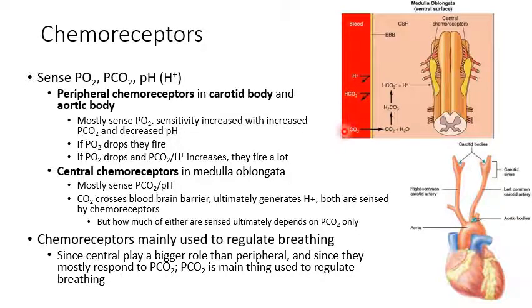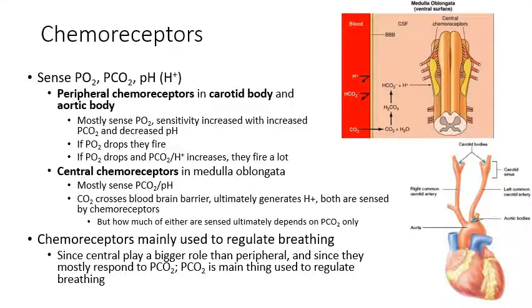So if your carbon dioxide levels go up in the blood, you're going to have more carbon dioxide crossing the blood-brain barrier into the brain. There it's going to combine with water to form carbonic acid, which is going to dissociate into bicarbonate and hydrogen ions or protons, and then those protons will be sensed by the central chemoreceptors. So anytime they're sensing hydrogen ions, that means that those ions came from carbon dioxide that was from the blood. So the main thing they're actually responding to is how much carbon dioxide you have in your blood, and that is what is determining their level of response.